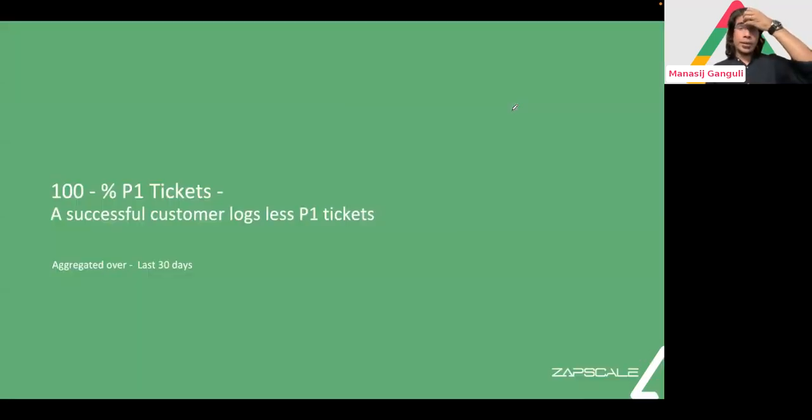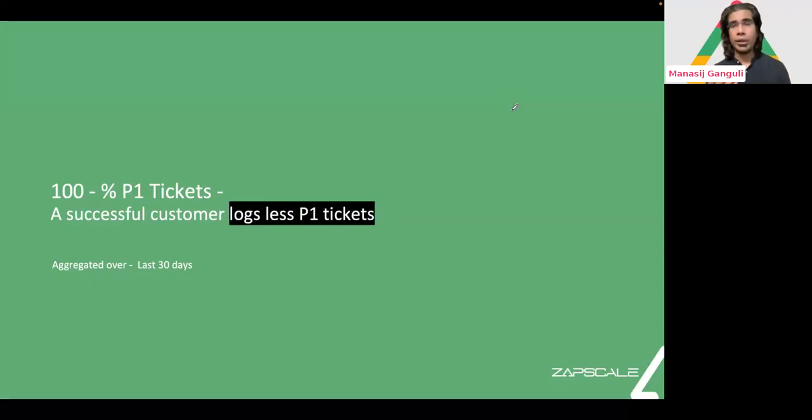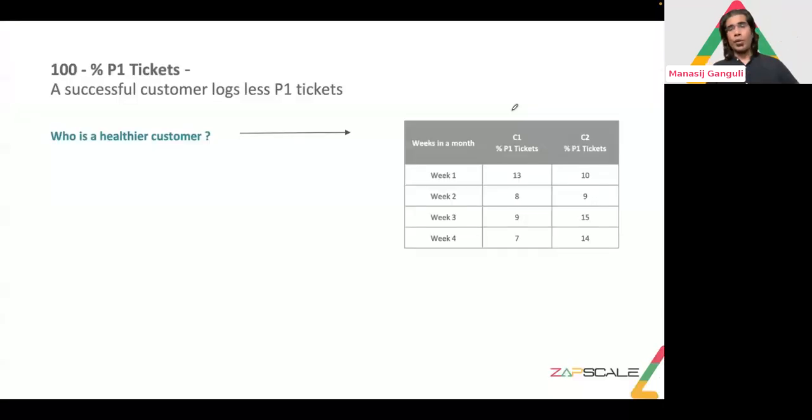Then the third KPI is fewer priority one tickets. The priority one tickets are the hardest tickets to solve, and the worst tickets for customers, because they actually stop their work on your product. So the postulate here is that a successful customer must log fewer priority one tickets among all the tickets they have logged. So here what we do is we look into the contribution of the percentage of priority one tickets. And if a customer shows low contribution of priority one tickets, they are doing better than somebody else who is showing a high number of priority one tickets in terms of percentage contribution.